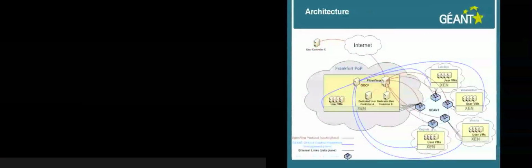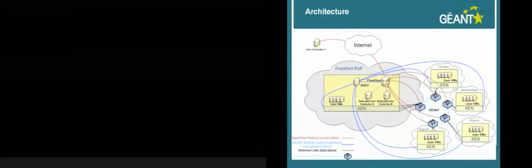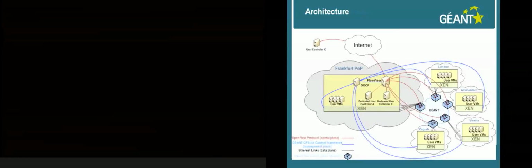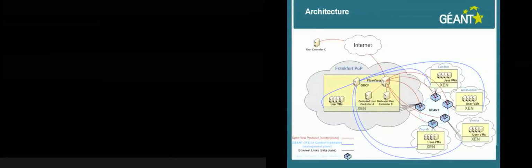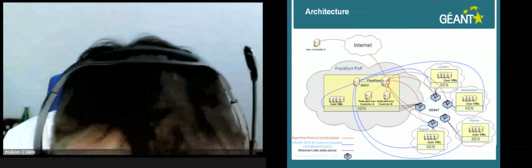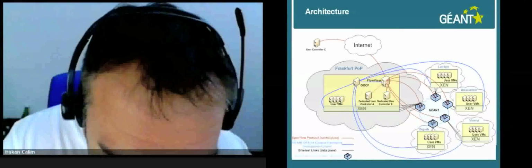This is the overview of our architecture. You can see the blue boxes. We have two OpenFlow switches implemented as Open vSwitch in our 5 different POPs. We have Xen servers that are back-to-back linked with four Ethernet links to the Open vSwitches, so the VMs can use these four Ethernet links back-to-back in order to be connected with the OpenFlow switches.